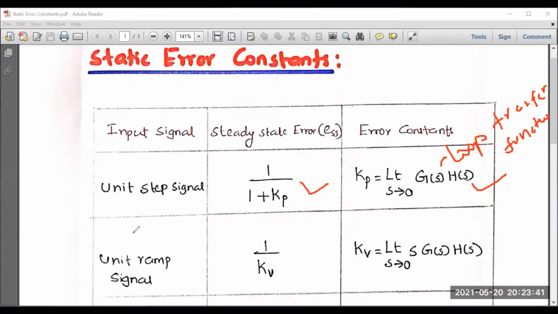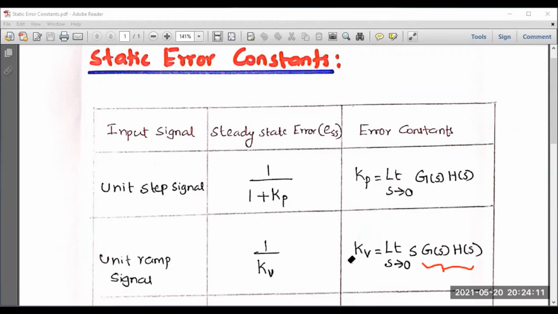Next, I would like to discuss the unit ramp signal. For a unit ramp signal, the steady state error can be written as 1 by Kv, where Kv is known as the velocity error constant. It can be written as Kv is equal to limit s tends to 0 of s into G(s) into H(s). Here you have to add s, where G(s)H(s) is the loop transfer function. This is how to compute the velocity error constant.